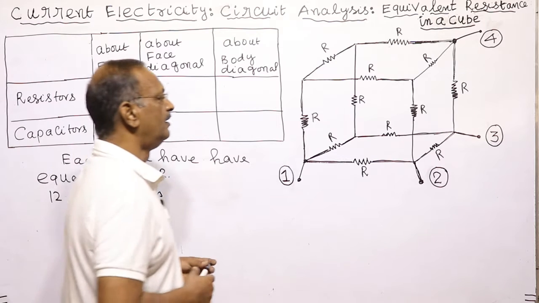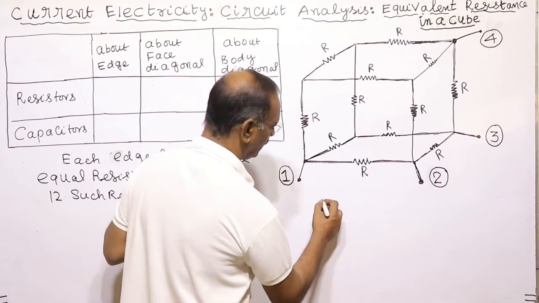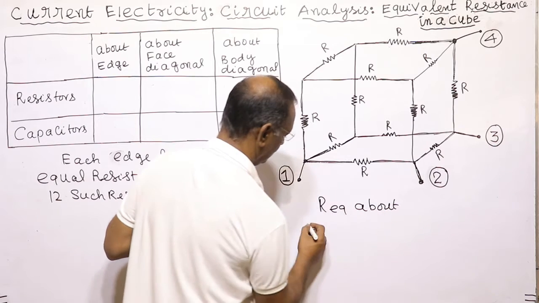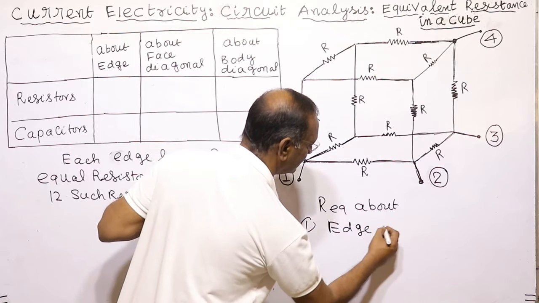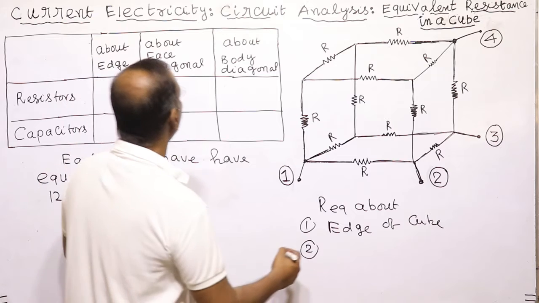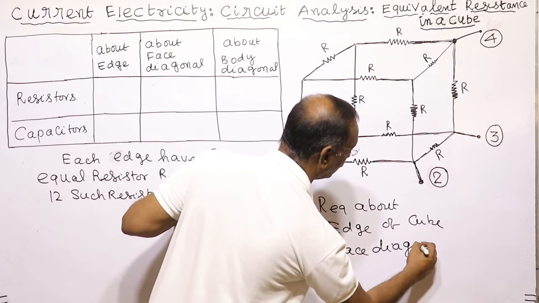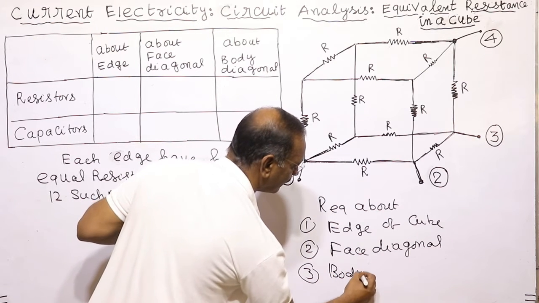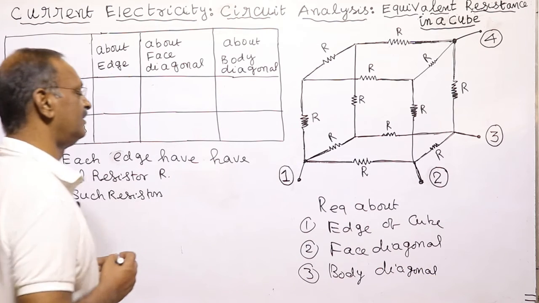And now we are going to discuss the equivalent resistance R equivalent about what? 1, that is about the edge of the cube. 2, then the face diagonal, and 3, the body diagonal. What is face diagonal, body diagonal?